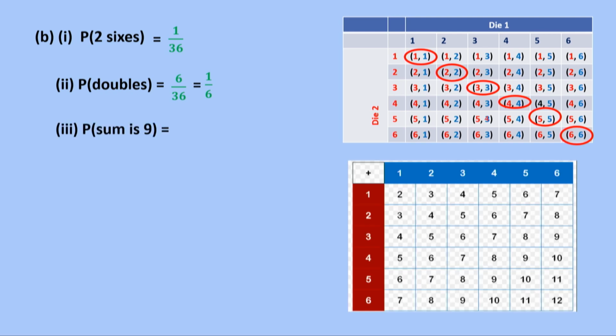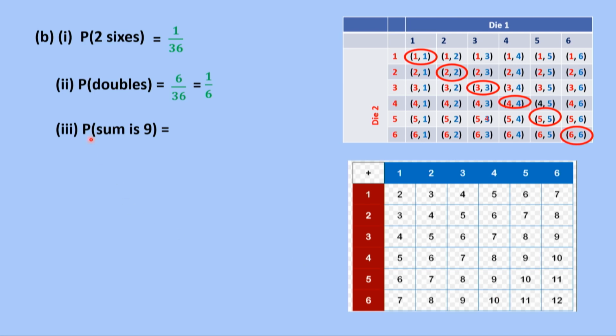Third part now. Probability the sum is 9. So I'm going to draw a second diagram now to find the sum. Here we have the possible outcomes for the blue die, the possible outcomes for the red die, and we are going to add. So getting 1, 1 will mean a sum of 2. Getting 2, 1 will give me a sum of 3. Getting 3, 1 will give me a sum of 4. So I'm going to fill in the table in the same way.